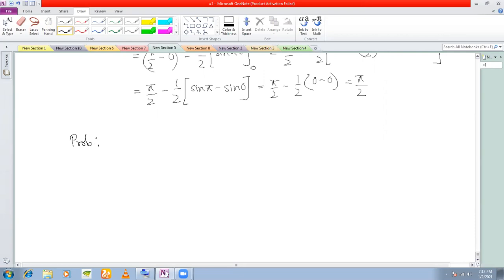Let us say that I is equal to the integral from minus pi by 4 to plus pi by 4 of x cube cos x cube dx.